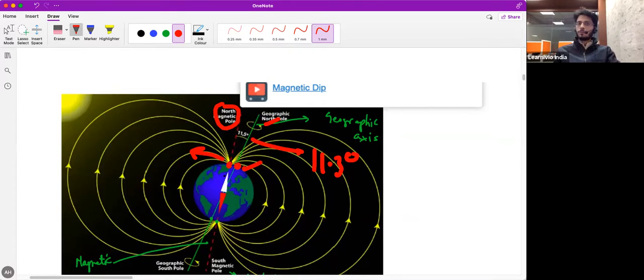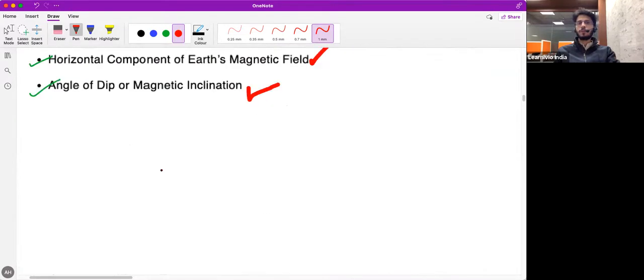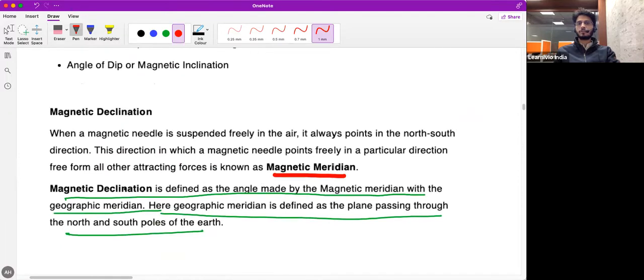And you can take one more plane which is perpendicular to this geographic north and geographic south. We call that plane the geographic meridian. So these are the two planes, magnetic meridian and geographic meridian. The angle between magnetic meridian and geographic meridian is known as magnetic declination. That's magnetic declination. And this magnetic declination actually shows the error shown by your compass needle.